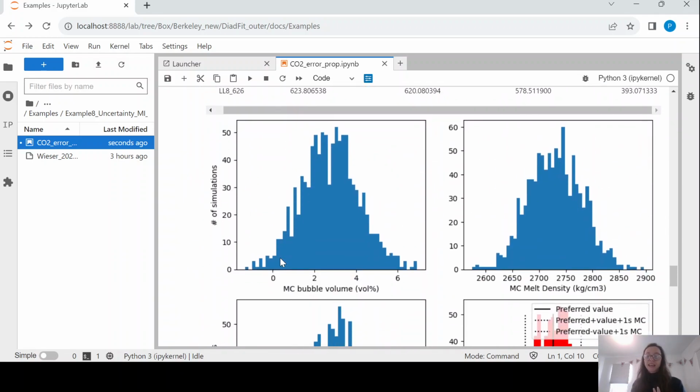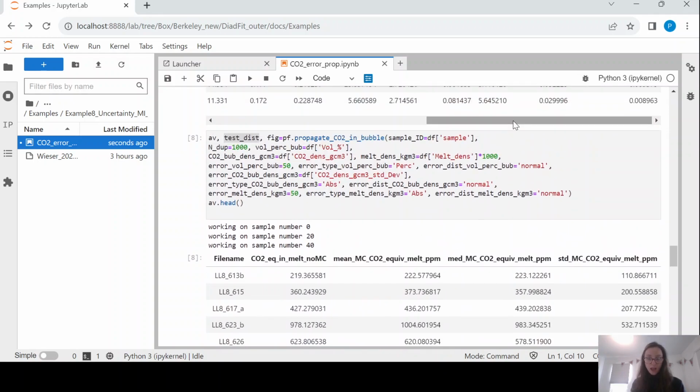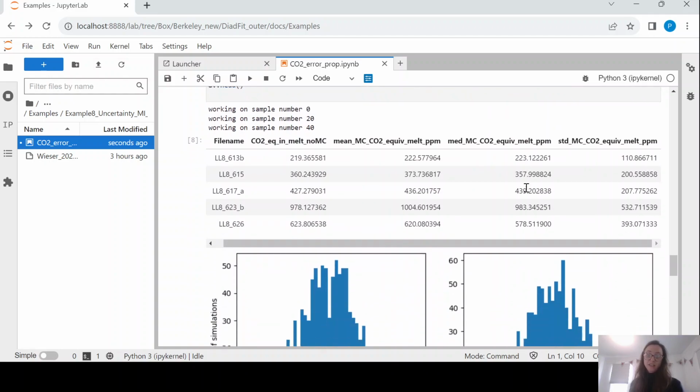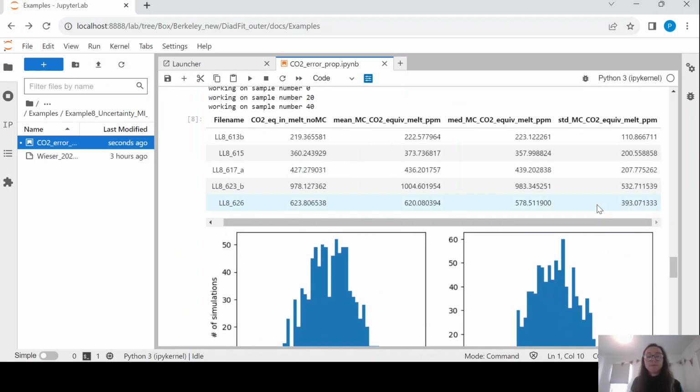And what we've done here is we've just returned the plot for one of these. And this is basically so that you can have a look and check that you've given what you think is a reasonable range. So I would look at this and say, do I think it's reasonable that my melt density was between 2,650 and 2,800? 300 approximately. And I think, yeah, that is reasonable.